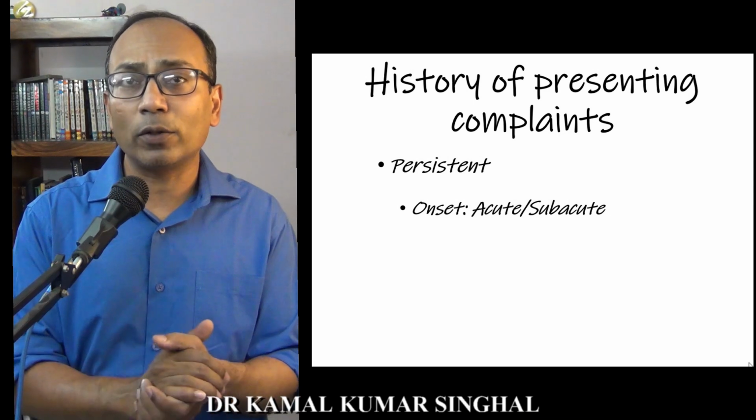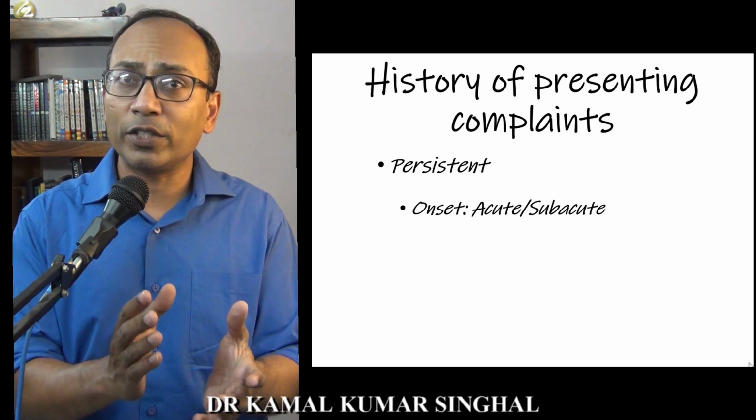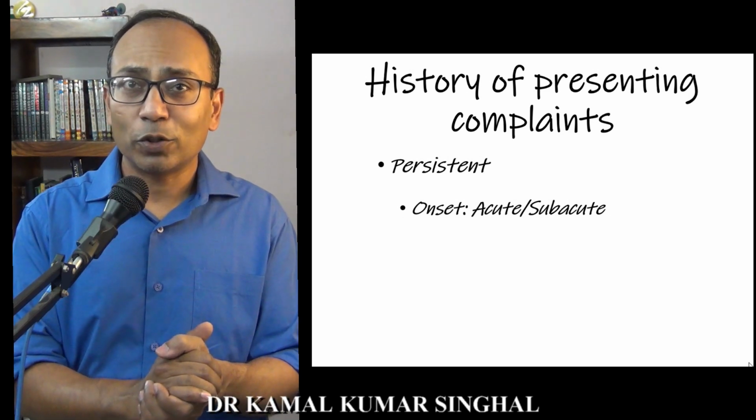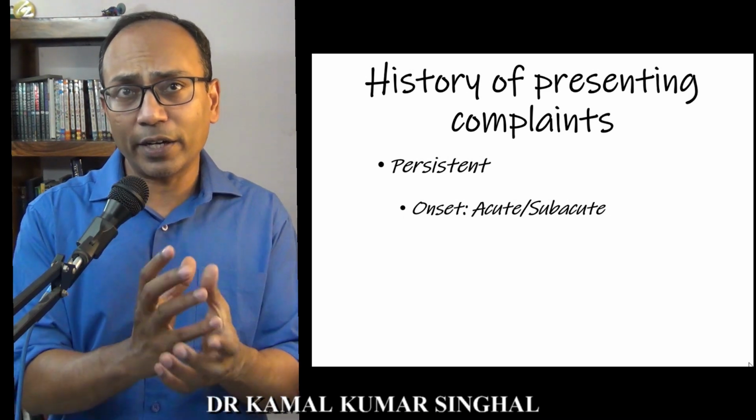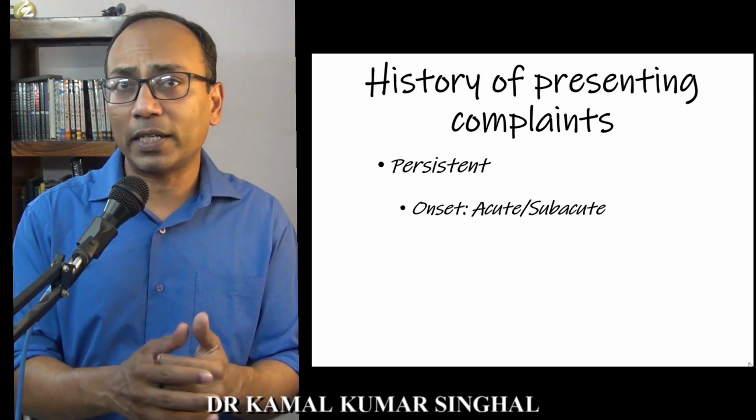So in this scenario, the parents may be able to tell you the exact date and time of an event which happened months back. So this is an acute illness which started acutely and it has been persisting. And then there could be subacute onset, like in tuberculosis.